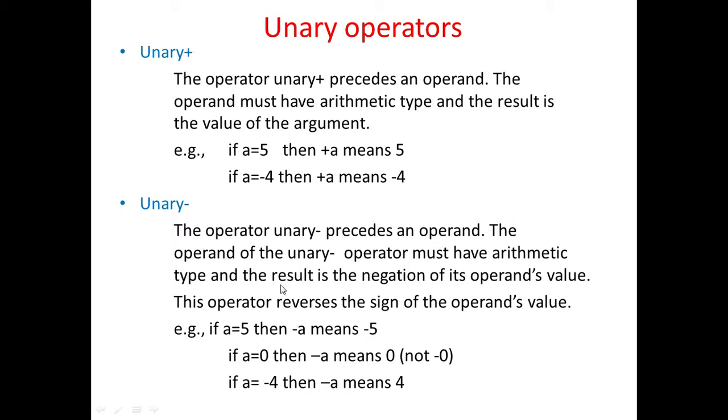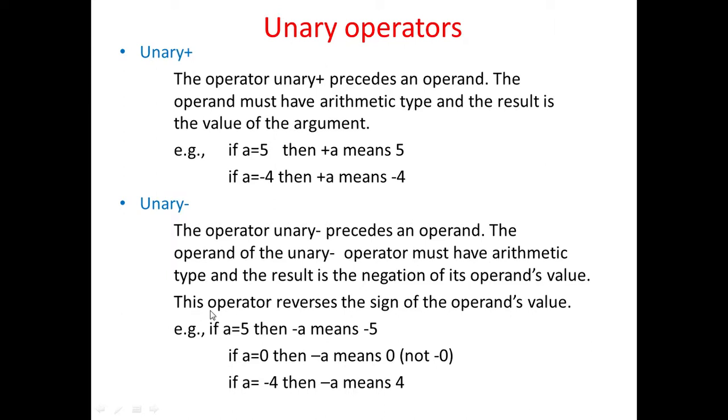And what is the result? The result is the negation of the operand's value. Negation means it multiplies the value of the operand with minus. It means that if a is 5, then minus a will become minus 5. If a is 0, then minus a will become 0, because we don't have minus 0. That is why it will become 0. Otherwise in all the cases it will become minus, or if it is minus it will become plus.